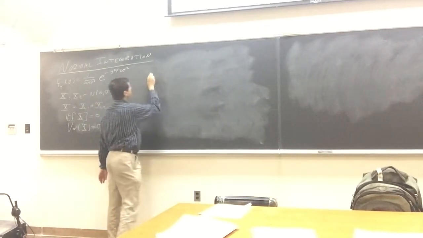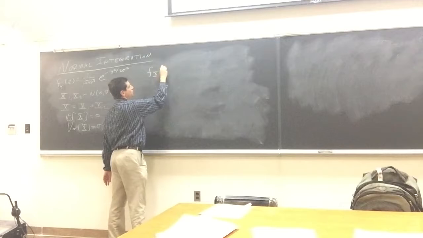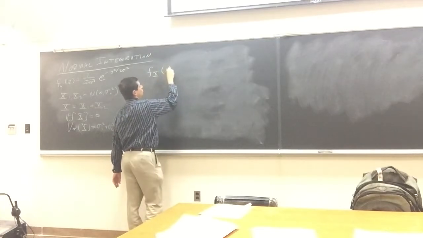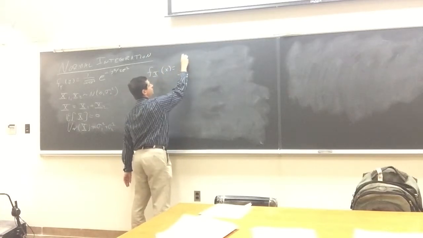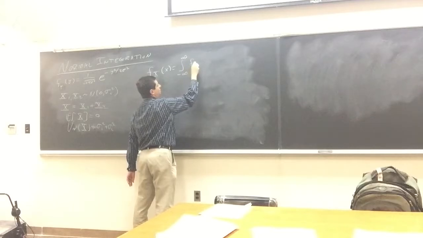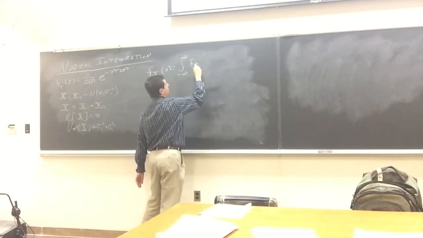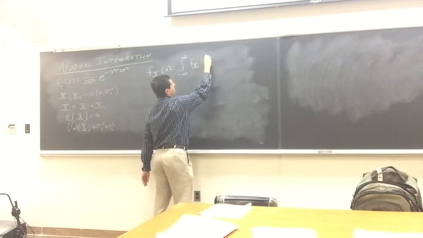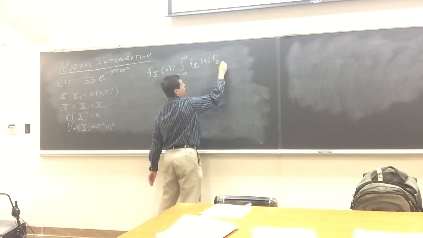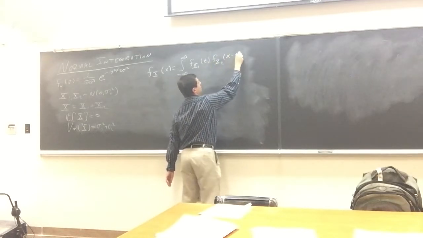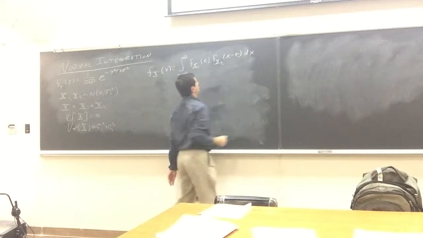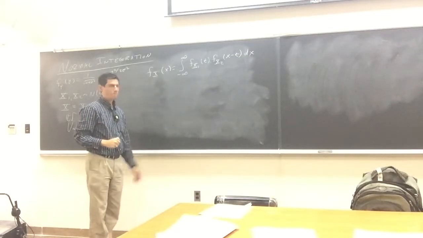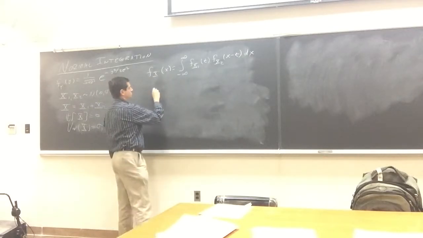Okay? So we had the density of x. This was the theory of convolutions. It was equal to the integral from minus infinity to infinity of f x1 of t, f x2 of x minus t, dx. And then let's look at the integrand.